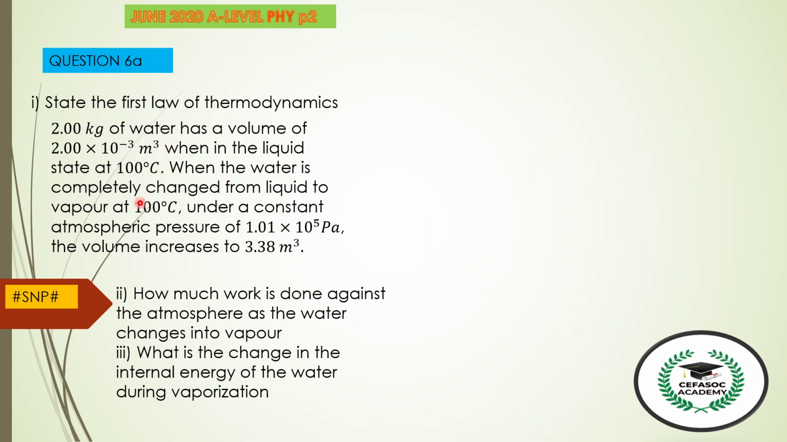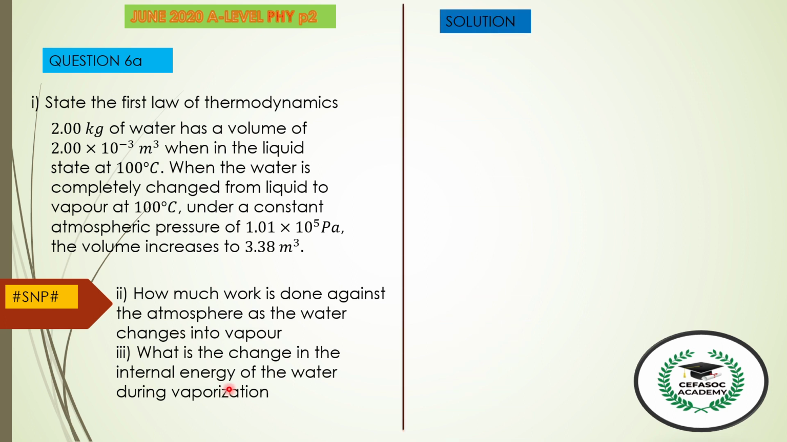When the water is completely changed from liquid to vapor at 100 degrees Celsius under a constant atmospheric pressure of 1.01 times 10 to the 5 Pascal, the volume increases to 3.38 meters cubed. Roman 2, how much work is done against the atmosphere as the water changes into vapor? Roman 3, what is the change in the internal energy of water during vaporization? So we'll go directly to the solution.